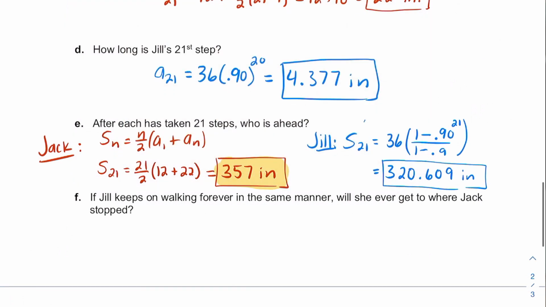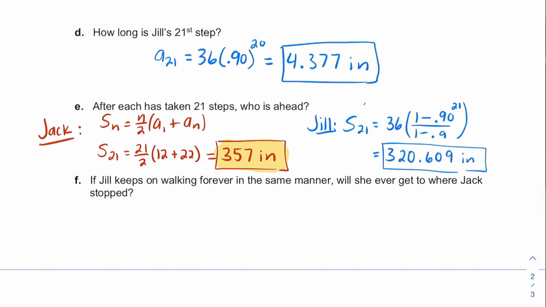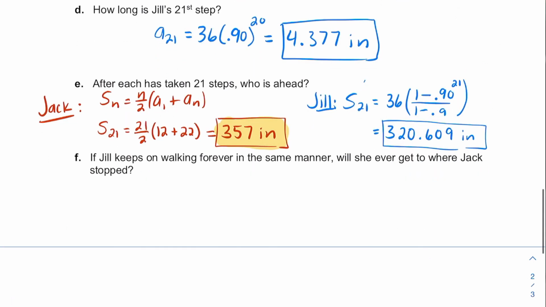Now, here's the interesting thing. Jack stopped after 21 steps. If Jill kept this pattern going, what you want to think about is that her steps are going to get smaller and smaller and smaller, but despite human error, she could keep taking 90% of her inches and take smaller and smaller steps, but eventually the difference is going to be negligible. She's barely going to move at all, and so we can get the infinite sum of this because the rate is less than 1. So remember that our r is equal to 0.90, so we can take the infinite sum, remember that it's the first term over 1 minus r.